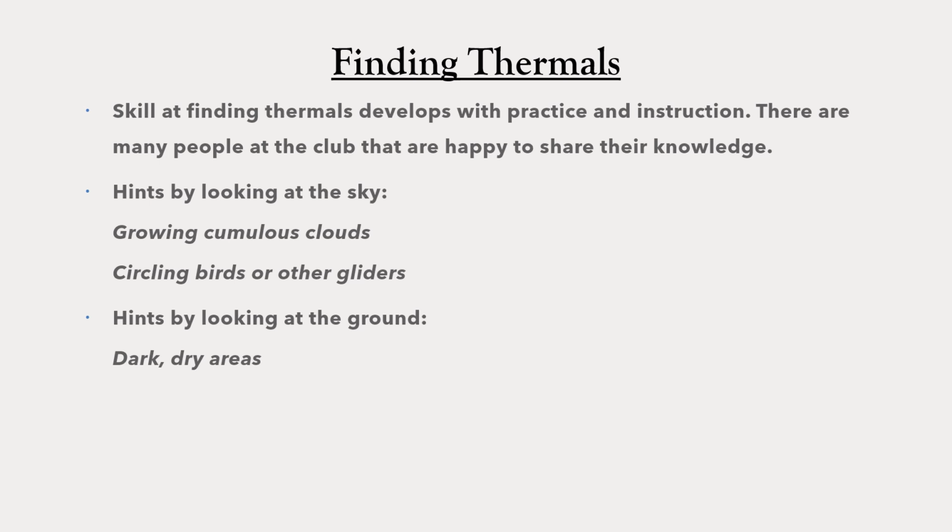Looking at the ground, you can pick out areas that are likely to initiate a thermal. Dark, dry areas tend to heat up more from sunshine than areas that are light colored or that have a lot of moisture. And the areas that heat up the most are where thermals are likely to form.